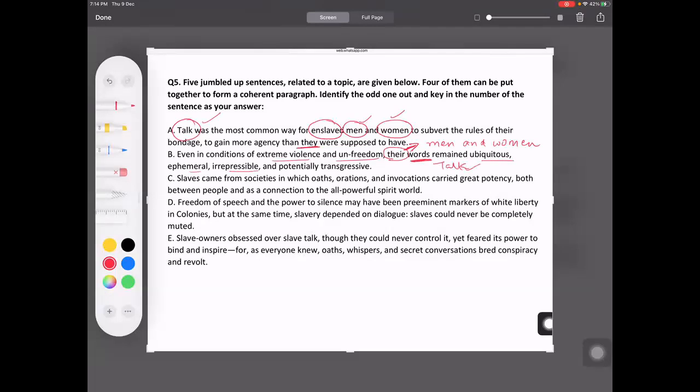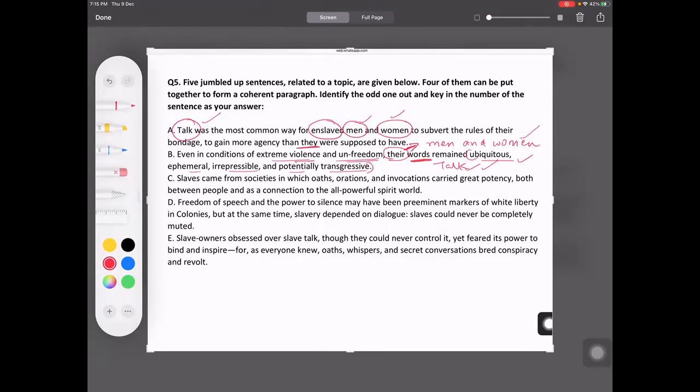Ephemeral, irrepressible, potentially transgressive. So these kinds of words, if you don't know, just leave those words, because ultimately the main focus of the examiner is not to give you the words which you need to understand. The main focus of the examiner is that you should mark the correct keywords which make sense. So you have to focus on that men and women talk about the violence and unfreedom and on these particular topics.